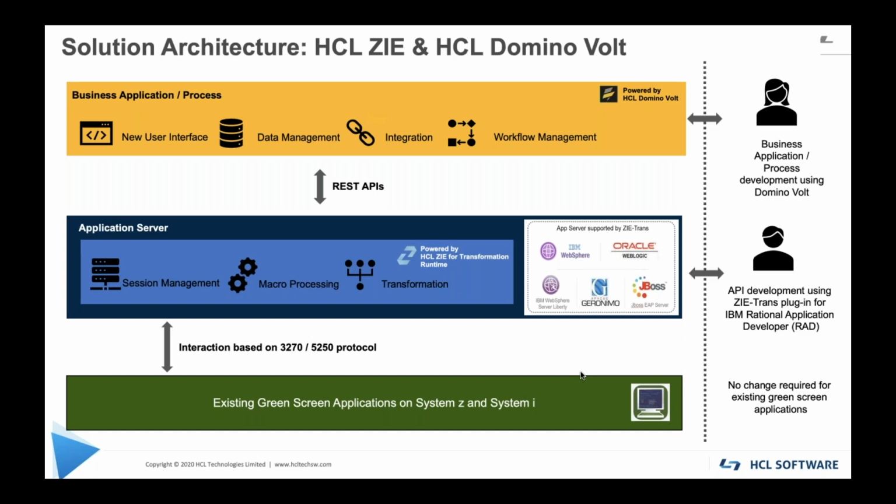On the right-hand side of the page, you can see how you can develop different components of the joint solution. A Volt application can be developed using a web-based development interface using forms and other widgets available. Transformation logic and APIs are developed using the ZIE for transformation plugin for the IBM Rational Application Developer IDE. With the joint solution, we are anticipating no change to existing legacy applications.